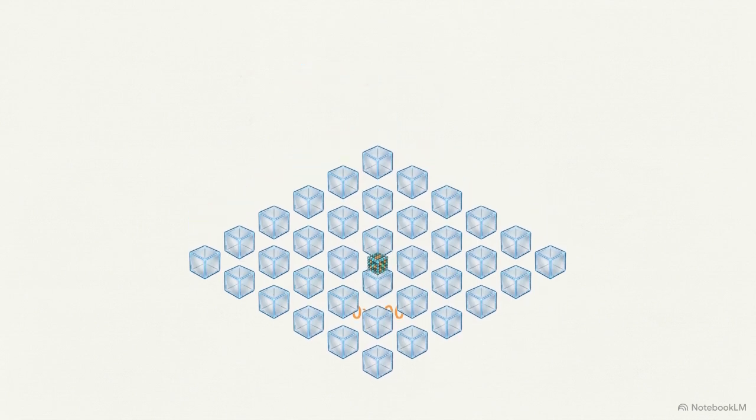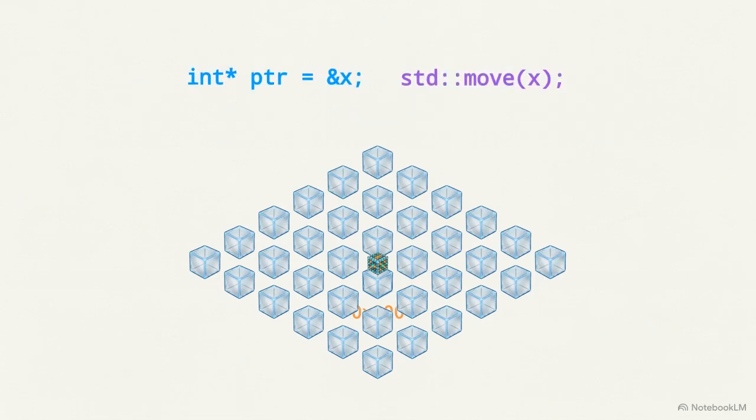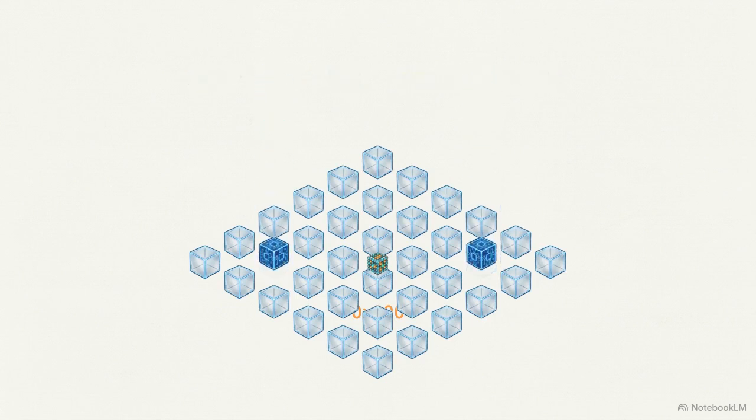To navigate, link, and safely hijack these physical memory boxes, C++ gives us 4 specific tools: the asterisk, the ampersand, the arrow, and the double ampersand. Understanding how these operators manipulate the physical grid allows you to predict exactly how your code uses hardware, moving past the guesswork of abstract syntax.